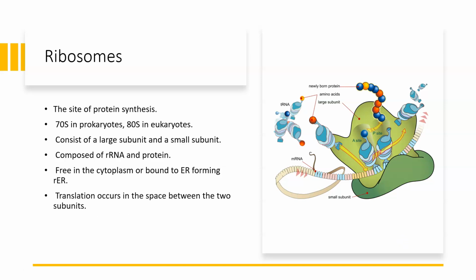Translation occurs in the space between the 2 subunits. So you see how we said we've got that large subunit and the smaller subunit. Translation occurs in the space between the 2. We've got 3 binding sites for the tRNA, so tRNA coming in with its amino acid. There's 3 different binding spaces in here. We've got A, P, and E. So you've got binding site A, binding site P, and binding site E.